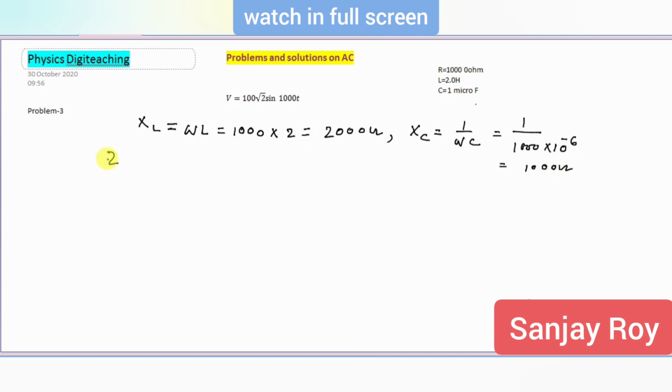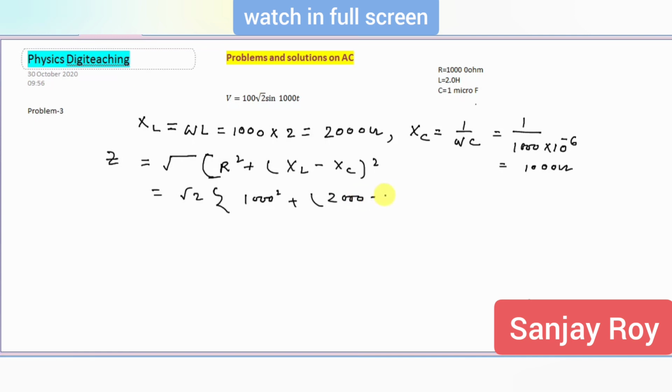Then the total impedance of the circuit Z equal to under root R square plus XL minus XC whole square, and this gives, the value of R 1000 square plus XL 2000 minus XC 1000 square.